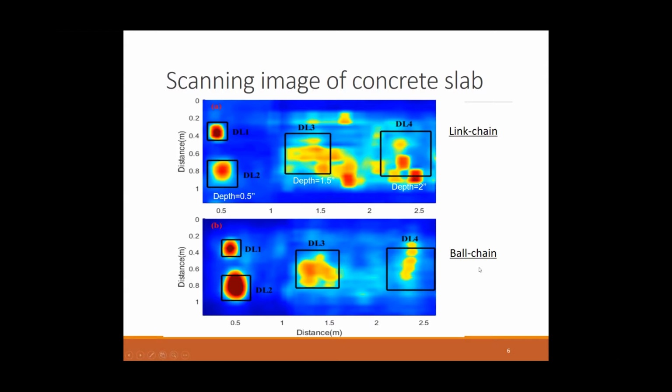But when we use the ball chain, clearly the 2 shallow ones are very easy to detect. And for the 1.5 inch deep delamination, with the ball chain we can clearly see the boundary and almost get the correct dimension of the delamination. And even for the most challenging one, although we couldn't get the correct dimension, we do detect the center of the delamination.